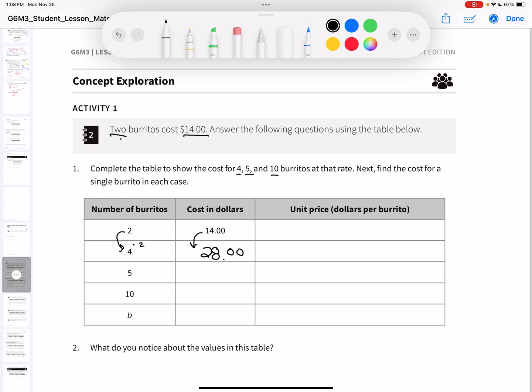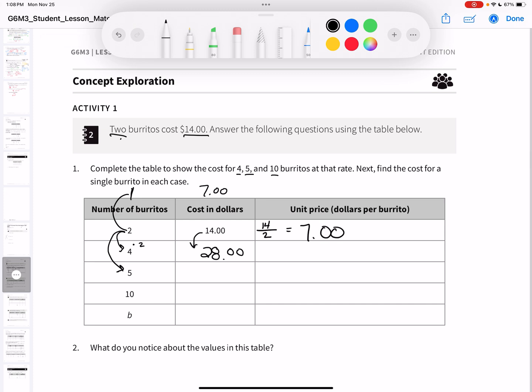Now, I can't go from 2 to 5 very easily, right? So I would like to go down to 1, right? So 1 burrito, 2 divided by 2 gets me 1. So 14 divided by 2 gets me $7. Is that the unit price? Well, 14 divided by 2 is 7. So our unit price is $7.